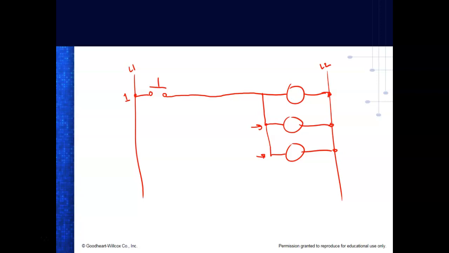You understand that? I could come down here and put another control device down here, and this would still be part of the same rung, but the contact is in a different line, right? Does that make sense? So a rung is going to consist of one or more lines.